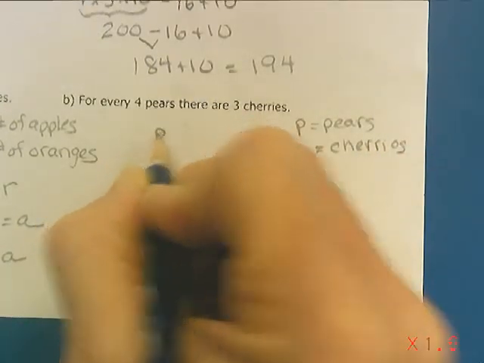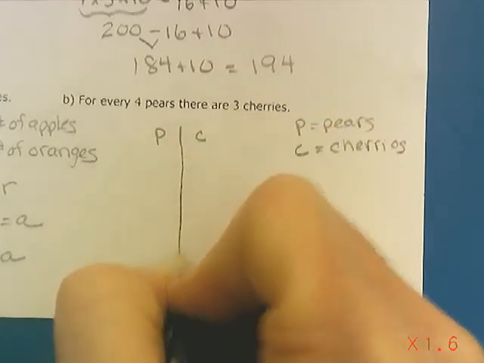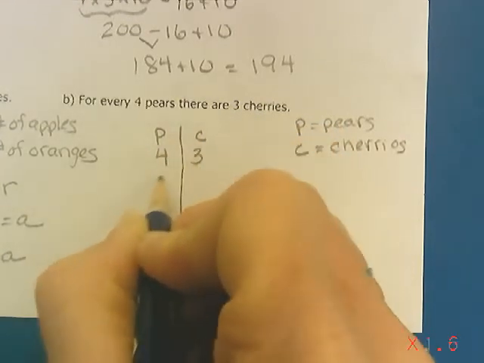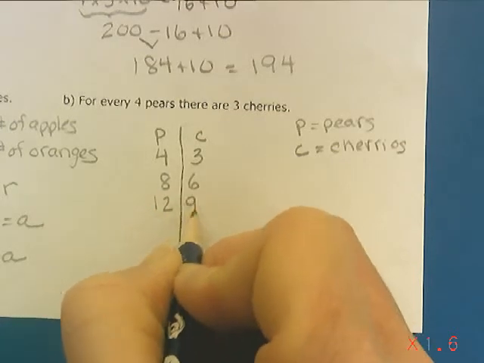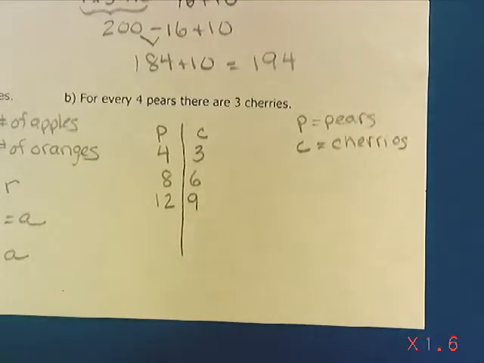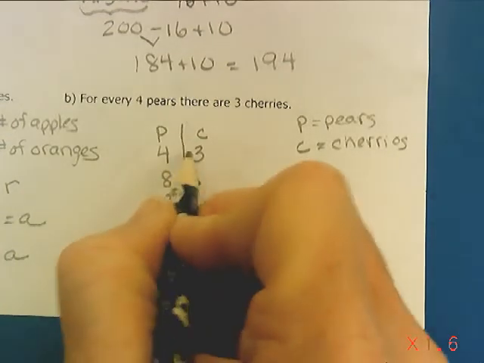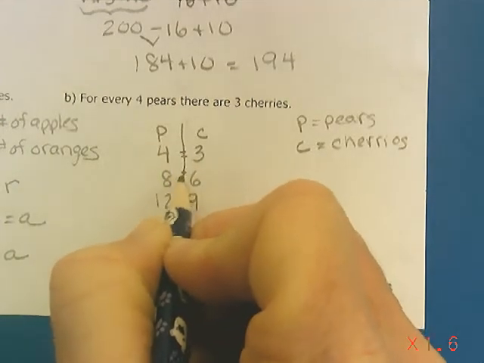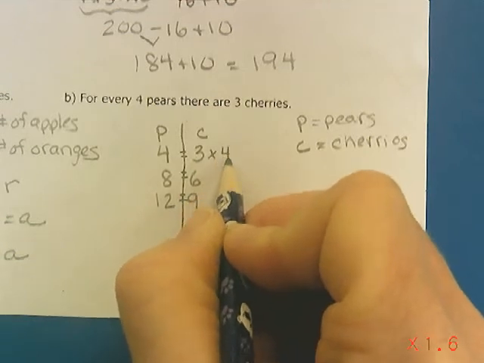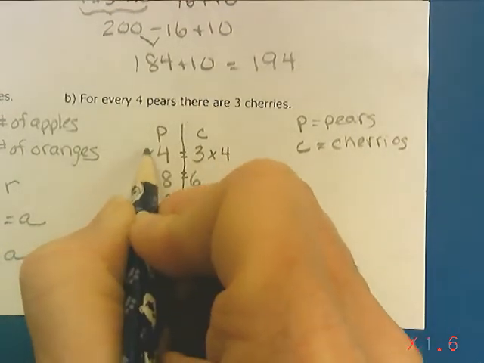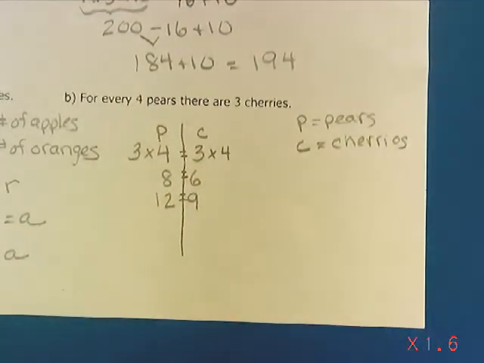And again, I'm going to make a ratio table for it. So 4 and 3, 8 and 6, 12 and 9. I notice there's no whole number that I can multiply or divide the pears or cherries by to make the other one. So I want to make one side equal to the other. Right, if I multiply the cherries by 4, that makes 12. If I multiply the pears times 3, that also makes 12.